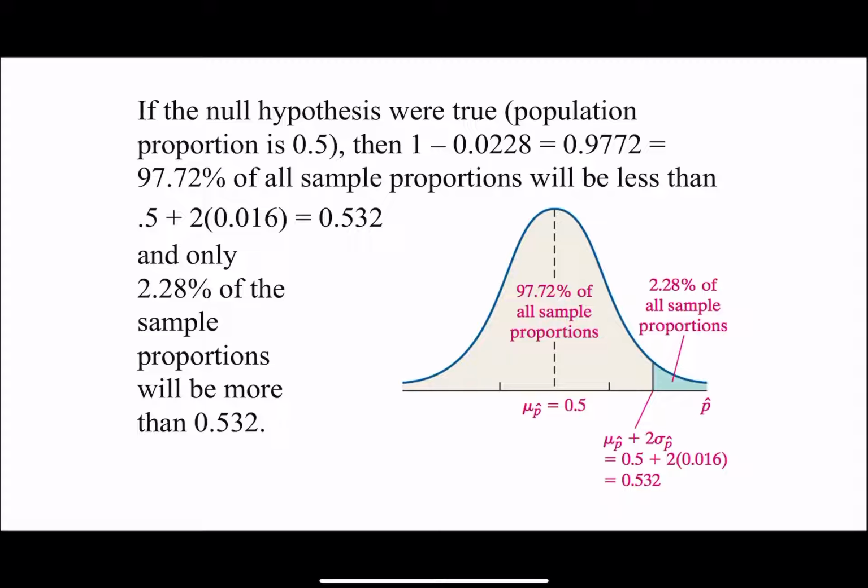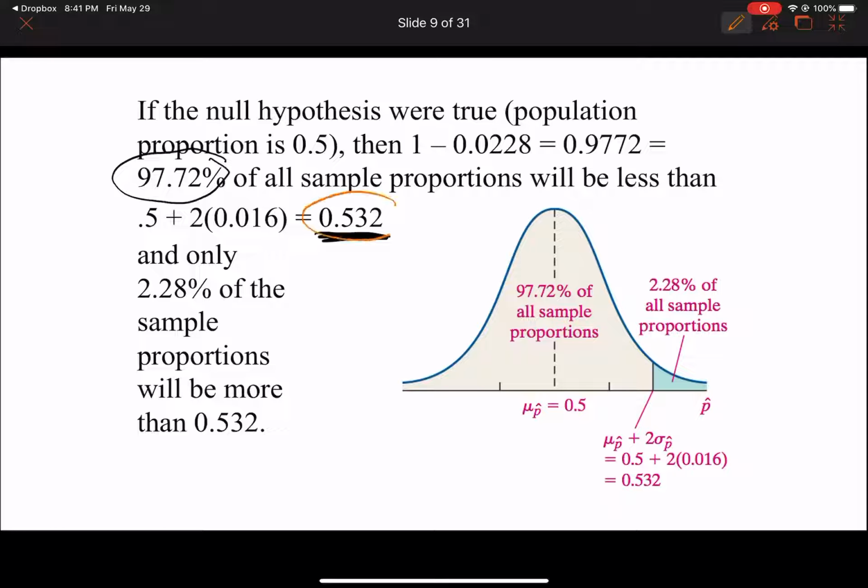So if the null hypothesis were true, then 97.72% of all sample proportions would be less than this value. This 0.532 is where two standard deviations away from our mean is. So only 2.28% of the sample proportions would be more than this. Because ours lies in that area, it would be highly unlikely for us to get that. Since it's highly unlikely, but we did get it, we can reject the null hypothesis. We could say that the actual population proportion of people who think banning cell phone use while driving is good is probably not 0.5, because we got a very unlikely result when we polled 1,000 people. Hoping that makes sense to you. Okay, so let's move on.